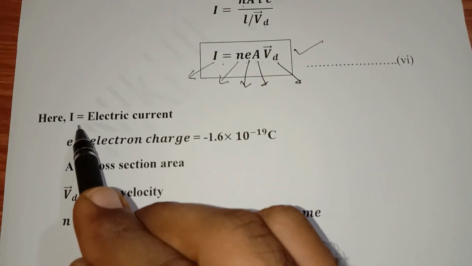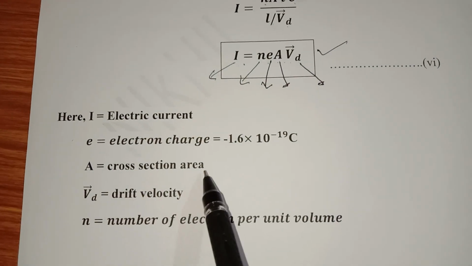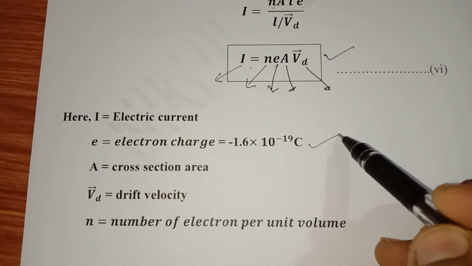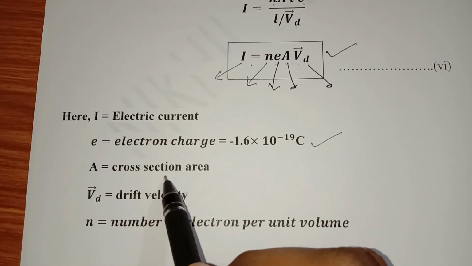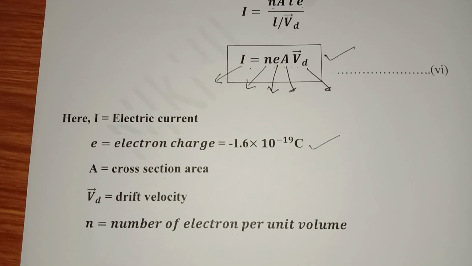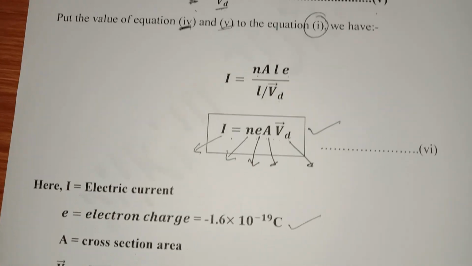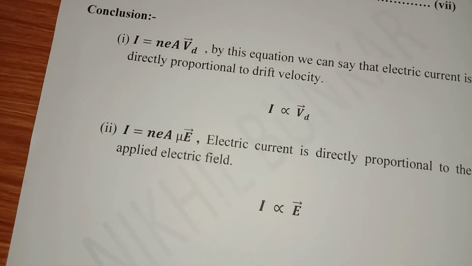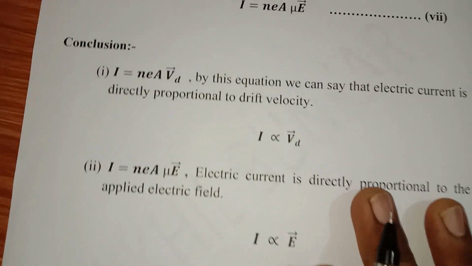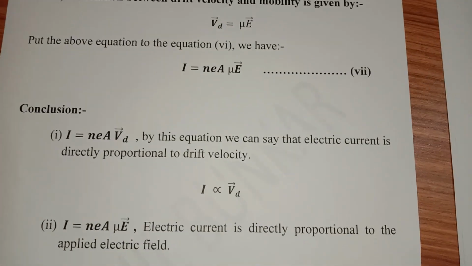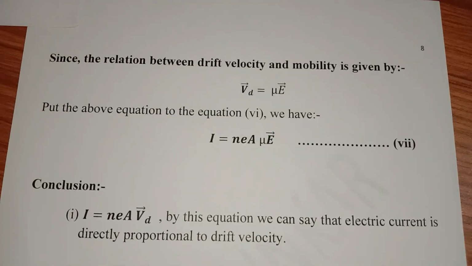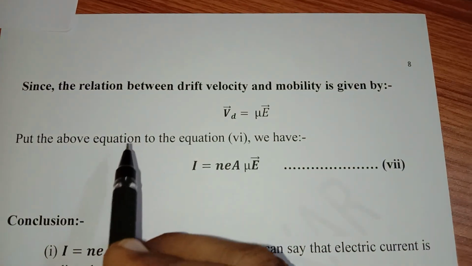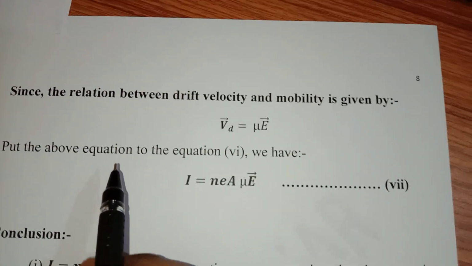As you can see here, I is the electric current, E is the charge of the electron whose value we already discussed, A is the cross-section area, Vd is the drift velocity, and N is the number of electrons per unit volume. Now we discuss some conclusions regarding this whole relation. After discussing the relation between electric current and drift velocity, there are some conclusions we will observe.